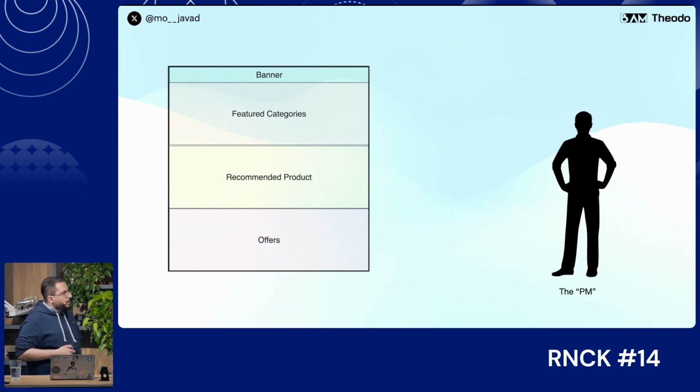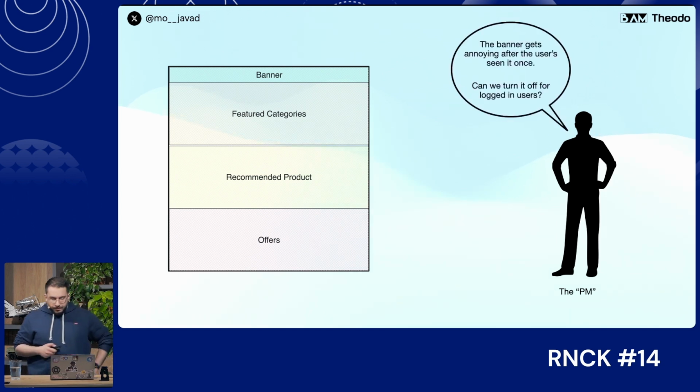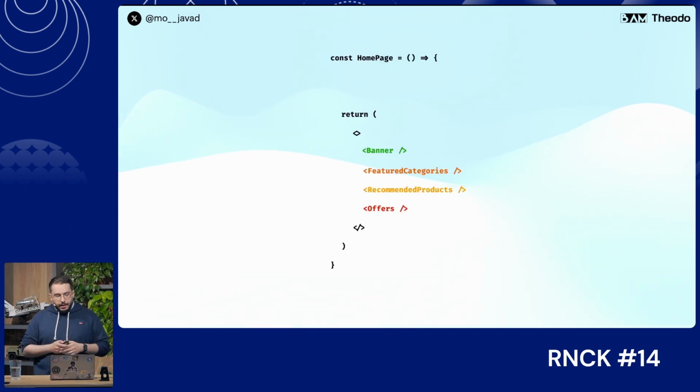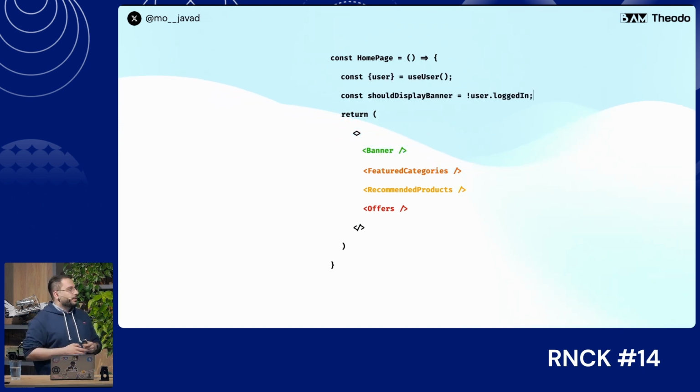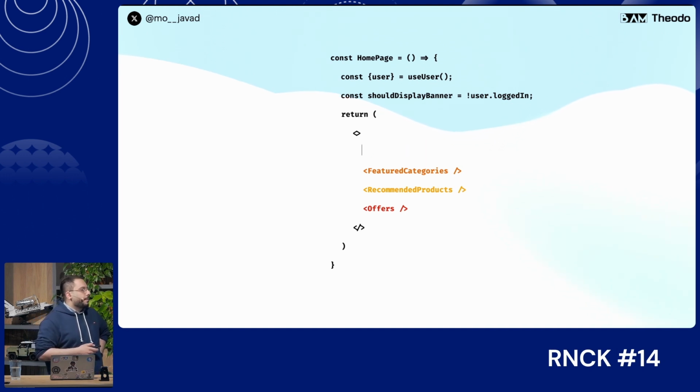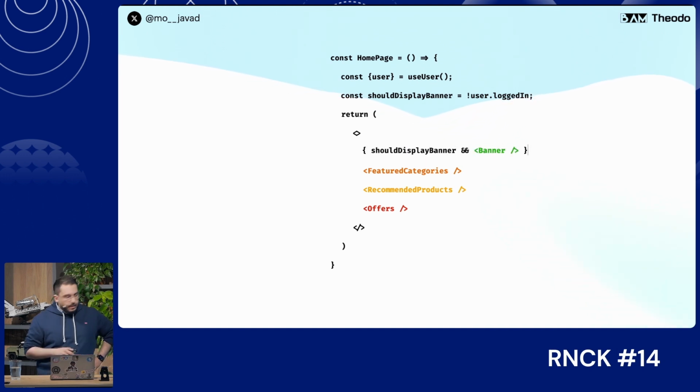This PM comes back to you again and says, you know that banner that we've got at the top, it actually gets a bit annoying once users have seen it once. So maybe once they're logged in, we just remove that banner altogether. So a little bit more complicated, but not a big deal. You have a hook for getting the user, and you basically create a Boolean to say, should we display this banner? And then you conditionally render that banner. All right, not that much of a big deal.